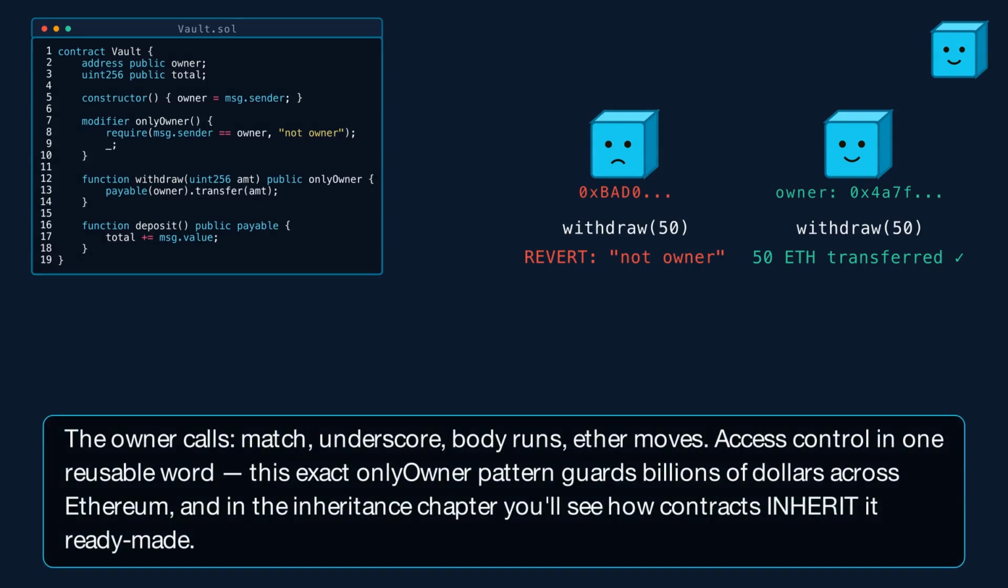The owner calls. Match. Underscore. Body runs. Ether moves. Access control in one reusable word. This exact onlyOwner pattern guards billions of dollars across Ethereum, and in the inheritance chapter you'll see how contracts inherit it ready-made.